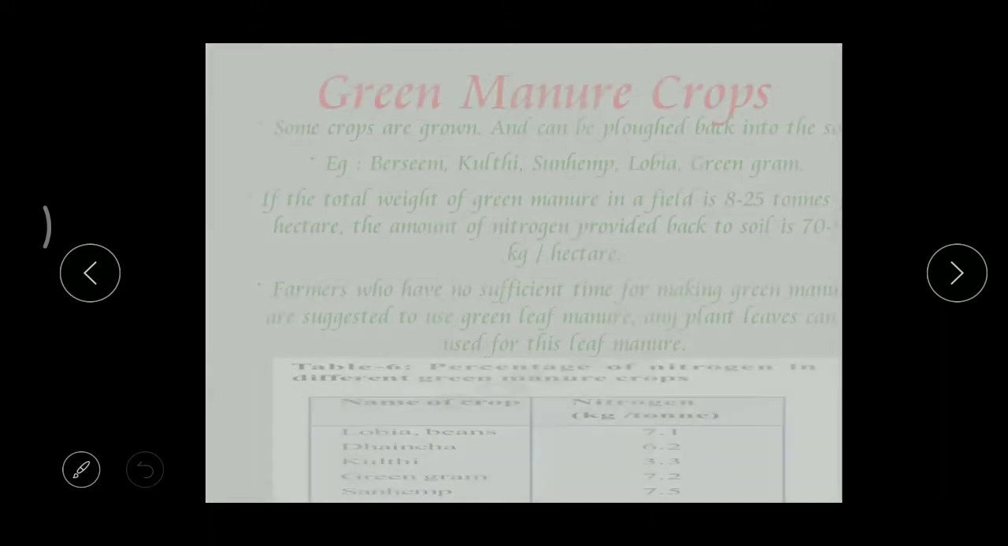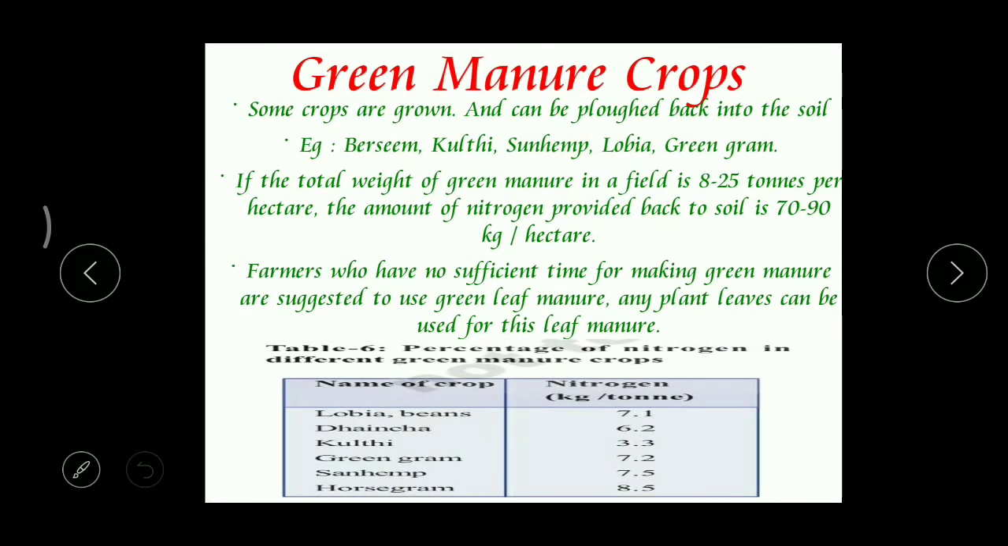Now, what's the next topic? Green manure crops. So here, now and then, we can find that, for example, one farmer wants to grow a rice crop in his field. But before he grows this rice, he grows some leguminous crop. That means a crop which can grow faster, within 1 month to 1.5 months, and can be grown to maximum height. Such varieties can be selected.